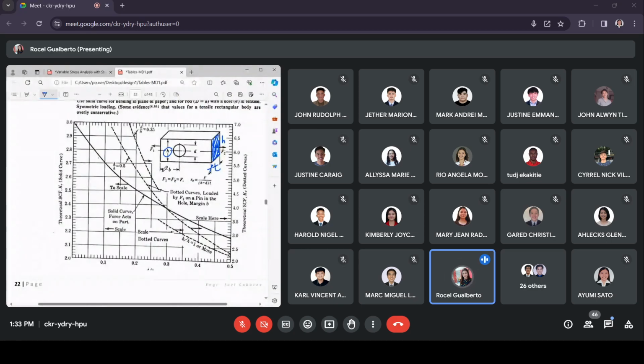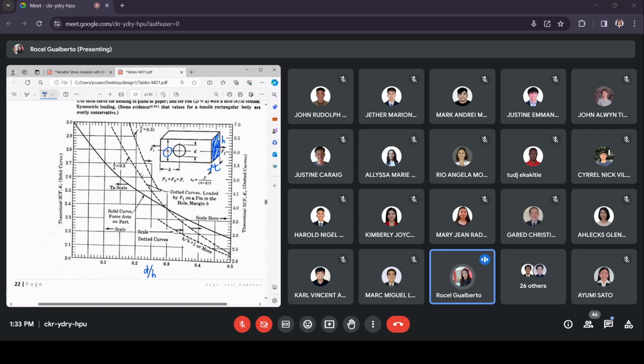So this is what you will do. You look first at the x-axis. The x-axis is d over h. D pertains to the diameter of the hole, and h would be the height of the plate. You look for its ratio, and then we get the value on this x-axis. Then you draw a line and see where it is tangent to the curve.